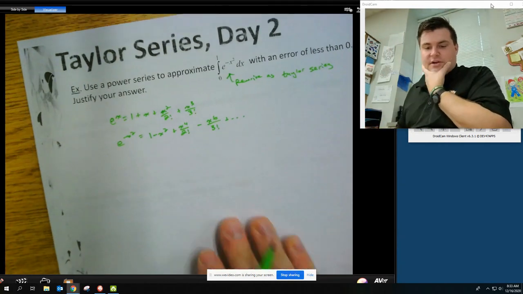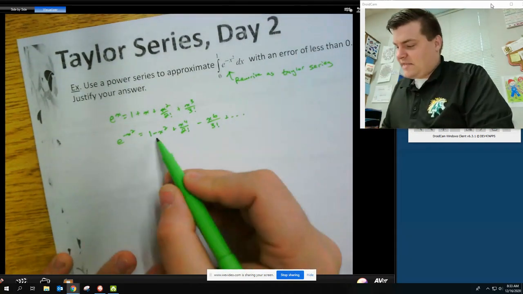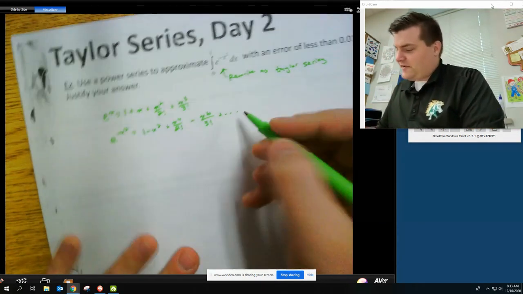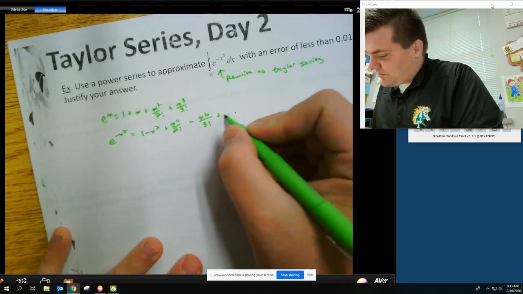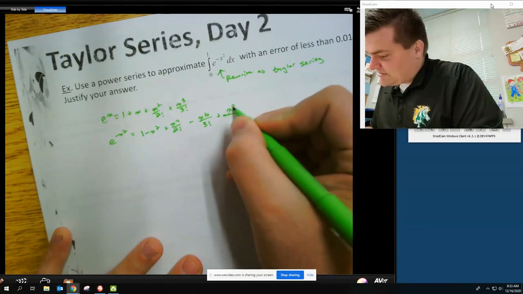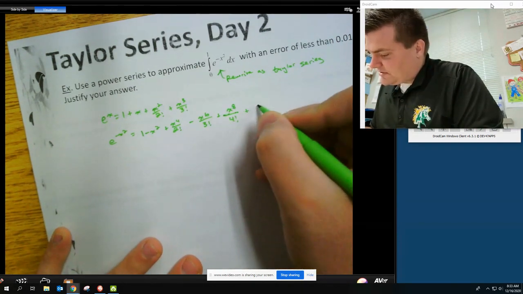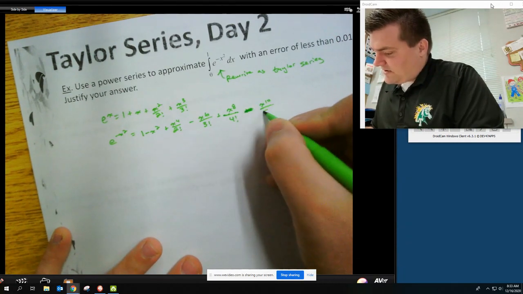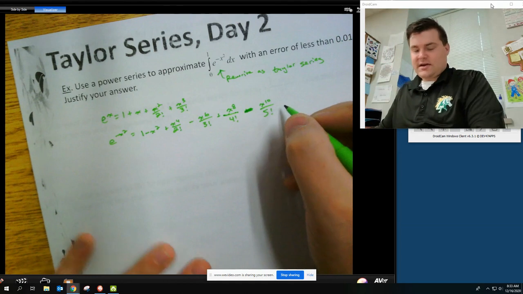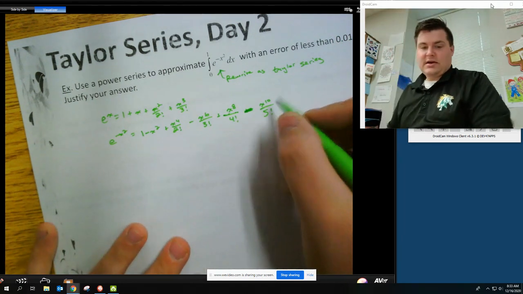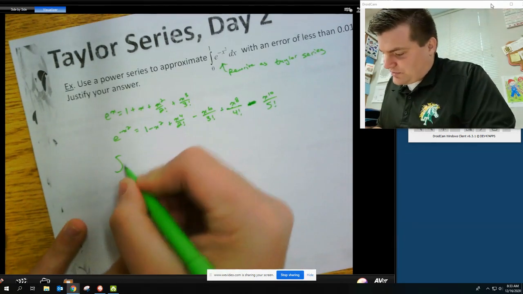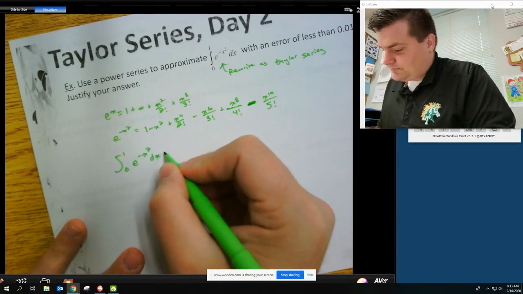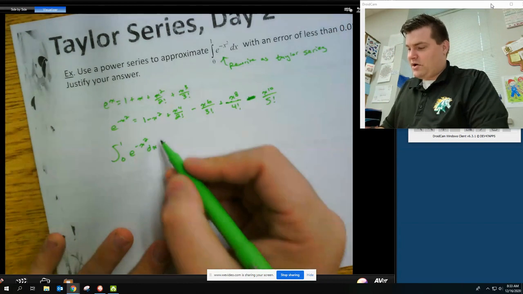So what we're going to do here is integrate each one of these. And I don't really know how far to go. If I do need to go further, this is going to be x to the eighth over 4 factorial minus x to the 10th over 5 factorial, and you get the idea. Okay, so I'm going to just keep going a little bit here. If I integrate from 0 to 1 of e to the negative x squared dx, that's the same thing as integrating all of these things right here.